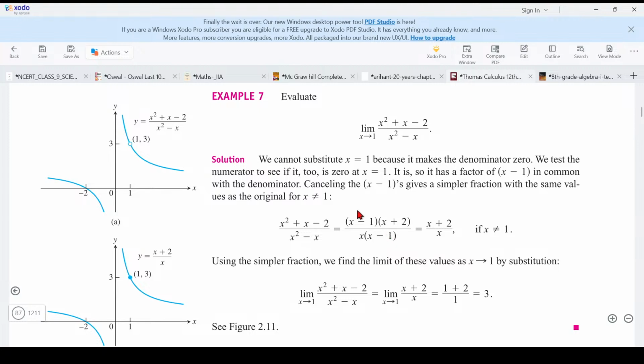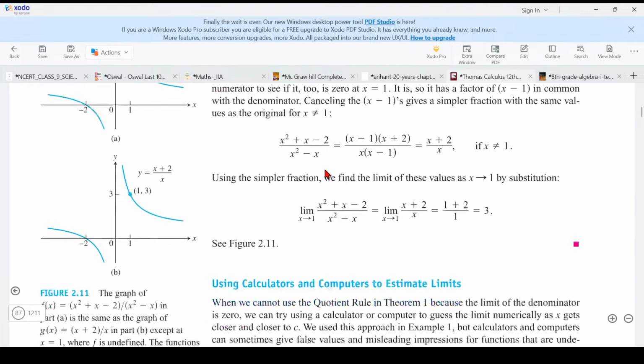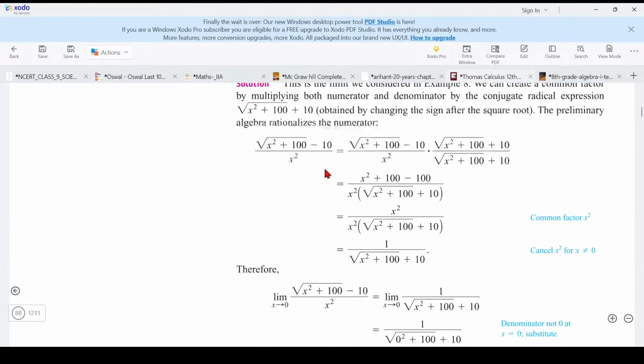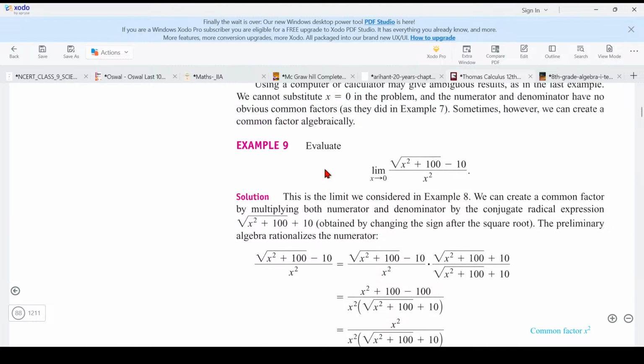Because that factor is the only thing making it 0 at x equals 1, now we are sure that at x equals 1.1 or 1.01 there is some value we can easily calculate. This is working everywhere except at x equals 1: 1.1 it is working, 0.99 it is working, etc. So the very basic way of calculating limits is to cancel out all the factors where the numerator and denominator are becoming zero together. That is the very basic thing about limits.